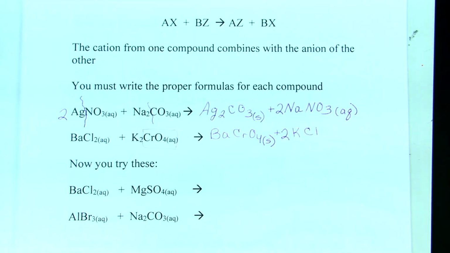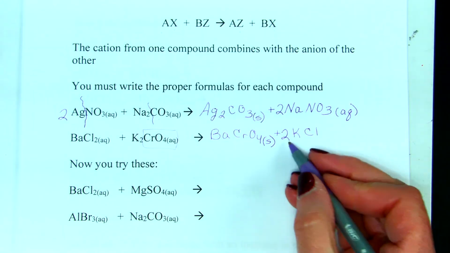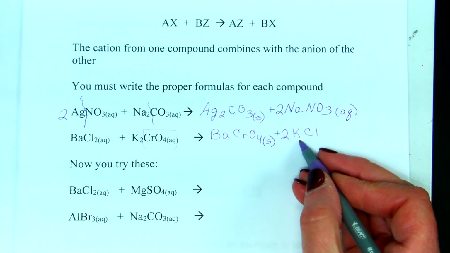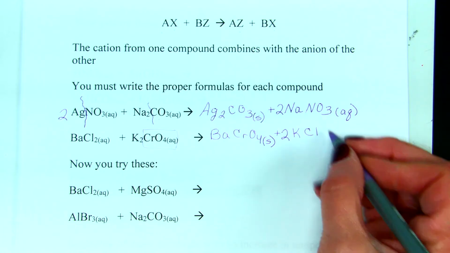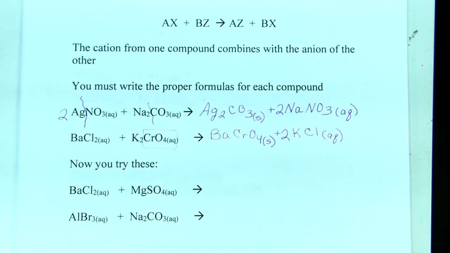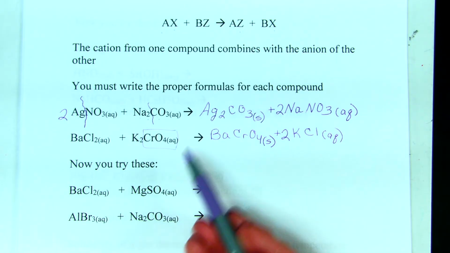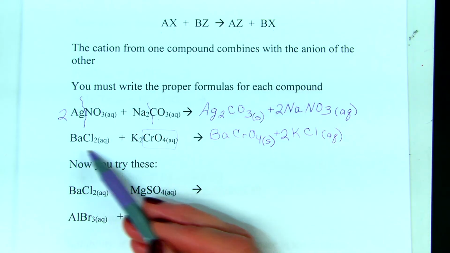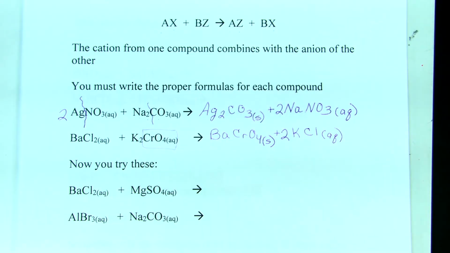I always found that confusing because insoluble is an S, and it seems like soluble should be S, but the S means solid, okay? S means solid. And KCl, do I know a rule for potassium, an alkali metal? Soluble, so it's aqueous. So when you're trying to figure out what's going on here, barium wants to hook up with chromate, but it has to get into solution to do that.